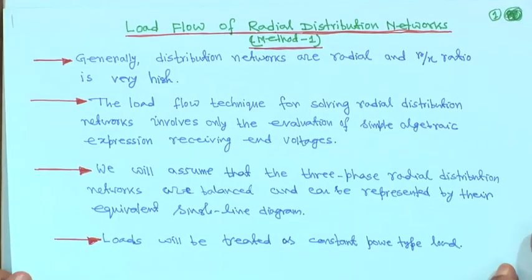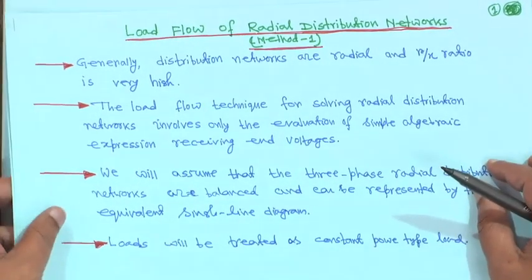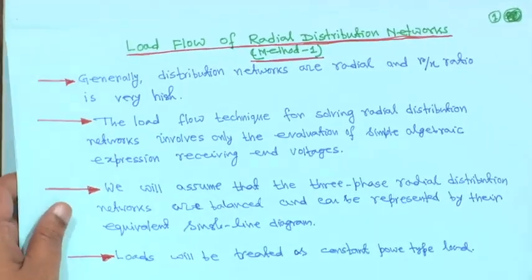And for the distribution load flow, we will talk about two methods only. First, all the theories will be given. After that, we will see the numericals. So, when we talk about radial distribution network, before explaining all these things, first certain things, let me try to explain.